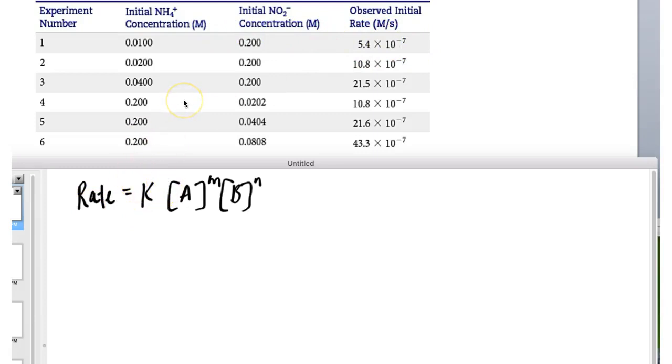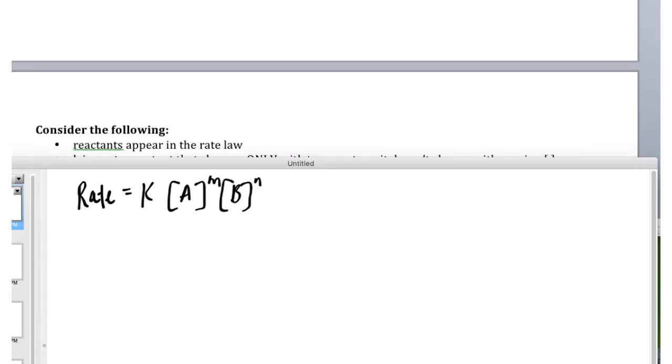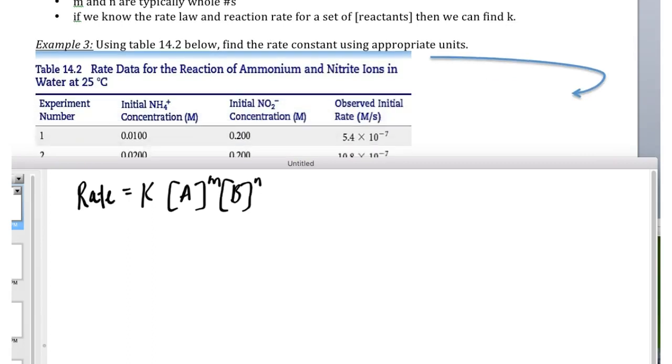So K is a constant. It tells us how fast something is occurring. If K is large, then the reaction is happening very quickly. If K is small, then the reaction is not happening very quickly. It's going by very slow. So again, a lot of this doesn't make much sense to you, but it will once we do examples.